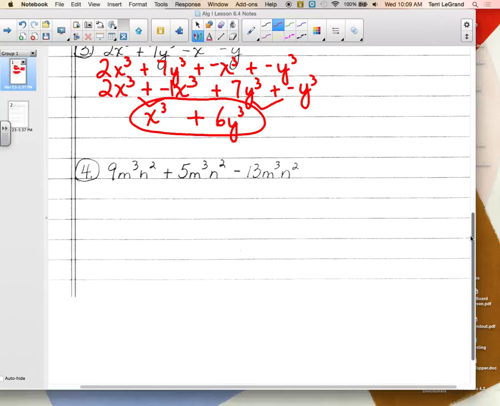Okay. Tell me something about number 4. There's a lot of exponents. They're almost all the same. What does almost all the same mean? They have different coefficients, not necessarily leading. We would say they all have a different coefficient. I'll agree with you on that.